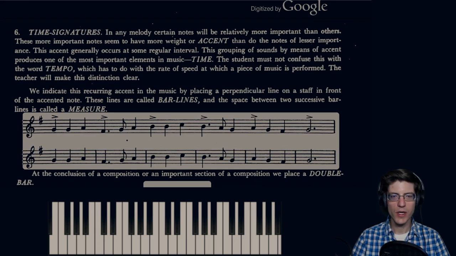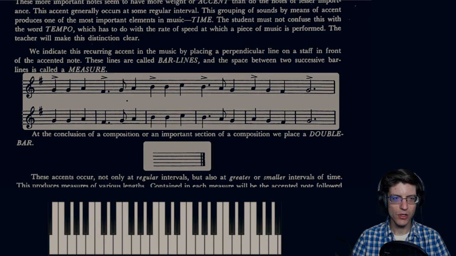We indicate this recurring accent in the music by placing a perpendicular line on a staff in front of the accented note. These lines are called bar lines, and the space between two successive lines is called a measure. So as you see in this top portion, if you look all the way to the right-hand side after the dotted quarter note, the dotted half note, that is our bar line.